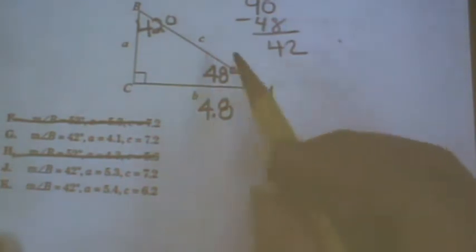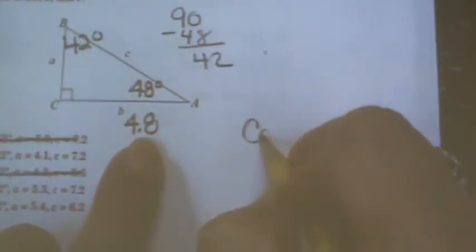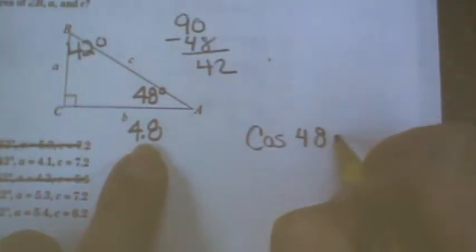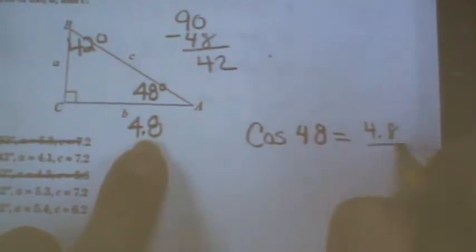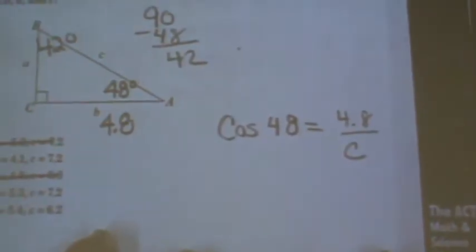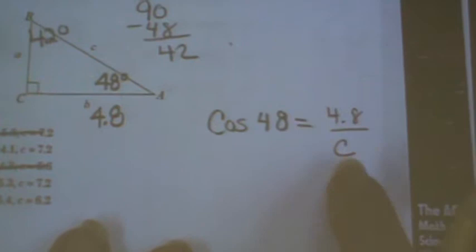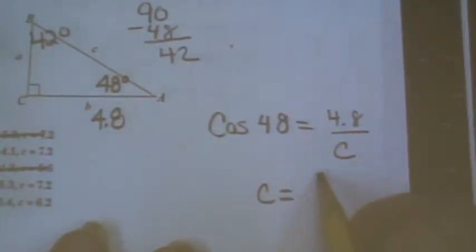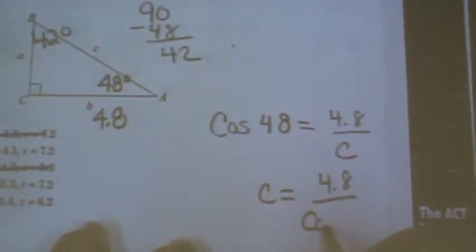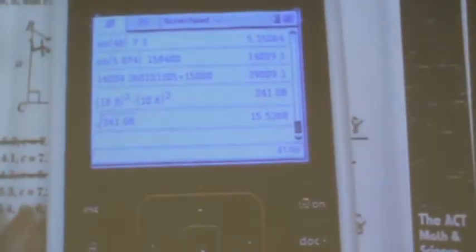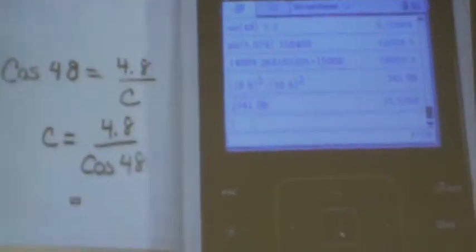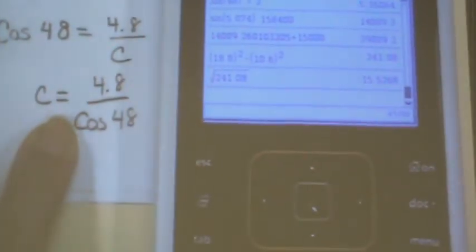Now I'm gonna use some trig. If I wanna find side C, I would probably use cosine of 48 equals 4.8 over side C. So you can do C is equal to 4.8 over cosine of 48. There's many different ways you can do this problem. So I'm gonna do this one, cosine of 48.